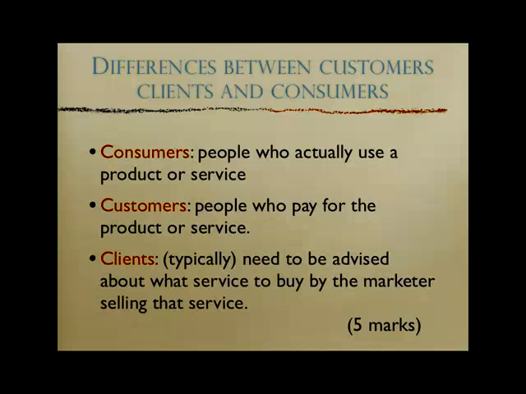Clients typically need to be advised about what service to buy by the marketeer selling that service. Clients are typically people who receive services from providers such as accountants, lawyers, architects, and so on. These providers are also known as professional services firms. People who provide these services are professionals. They need to have the relevant professional qualifications in order to provide that service. Clients come to these people for the specialist knowledge that they have.